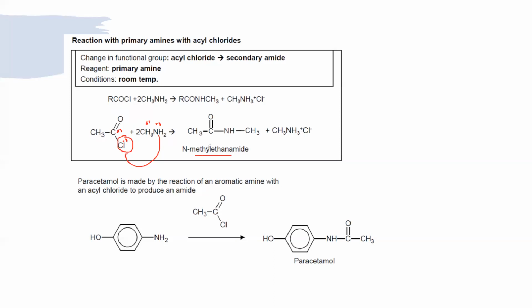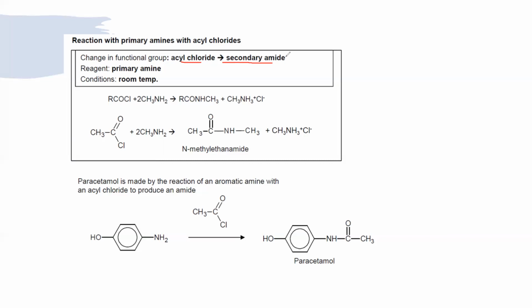N-methyl. Why N-methyl? Because a methyl group is there, that's why N-methyl. And why H? Because there are two carbons, so H has a single bond to N, and due to this functional group, we call it an amide. So with a change in functional group, if we want to convert an acyl chloride into a secondary amide, at room temperature we can add an amine, and this will give us the final result.